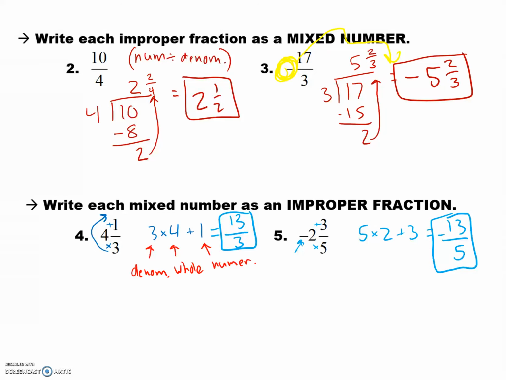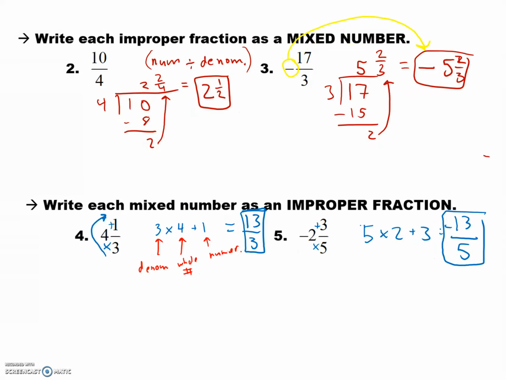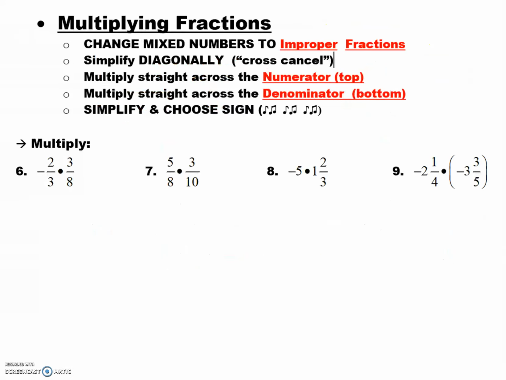Okay, now we have the skills needed to actually go through the process of multiplying fractions. So the steps are listed. Change mixed numbers to improper fractions. Simplify diagonally, and I'll explain what that means in just a minute. We multiply straight across the numerator and straight across the denominator, and simplify and choose the sign. Simplify just means same sign, positive, different sign, negative.